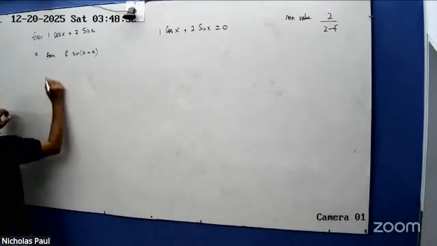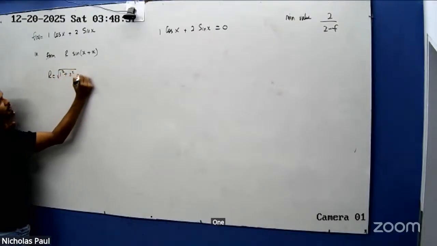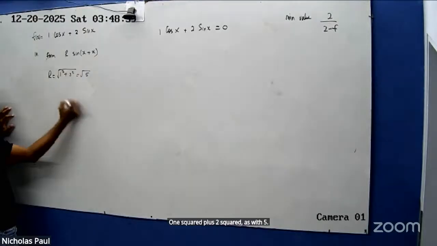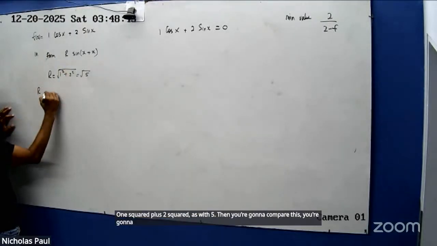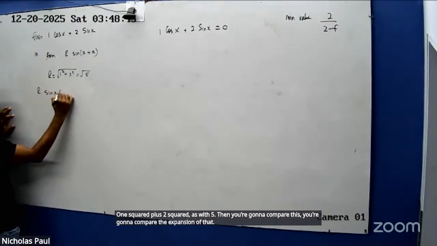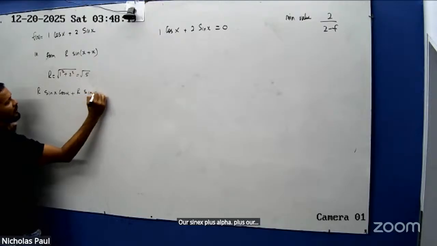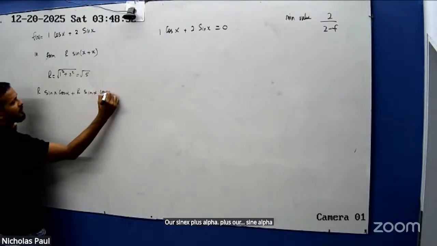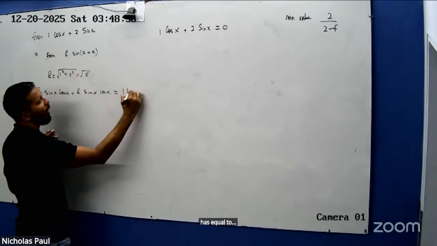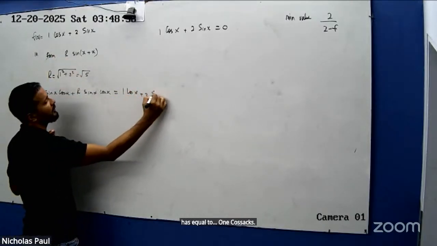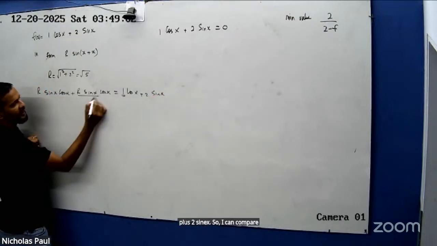Right, so let's see how we did it. R is the square root of 1 squared plus 2 squared, that's root 5. Then you're going to compare the expansion of that. R sine x cos alpha plus R sine alpha cos x is equal to 1 cos x plus 2 sine x. So I can compare.